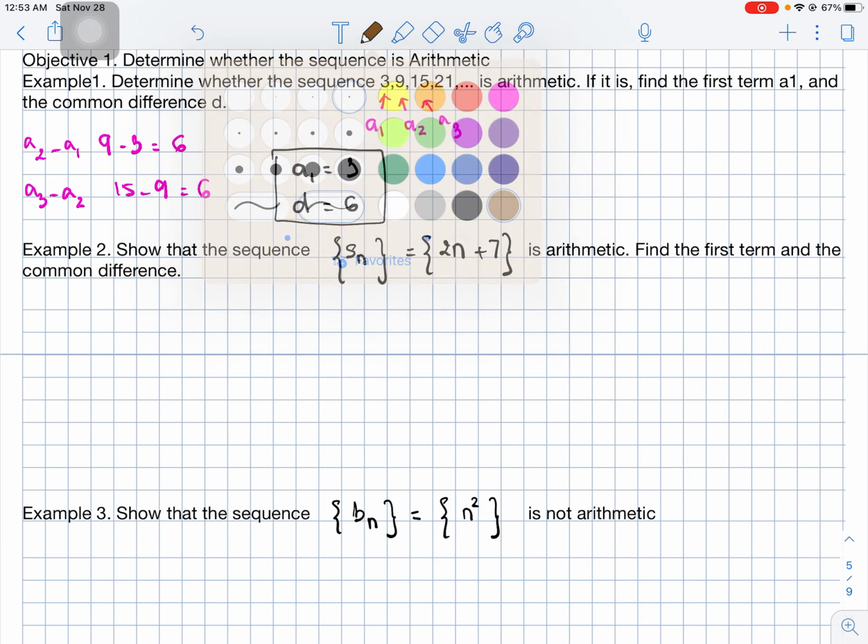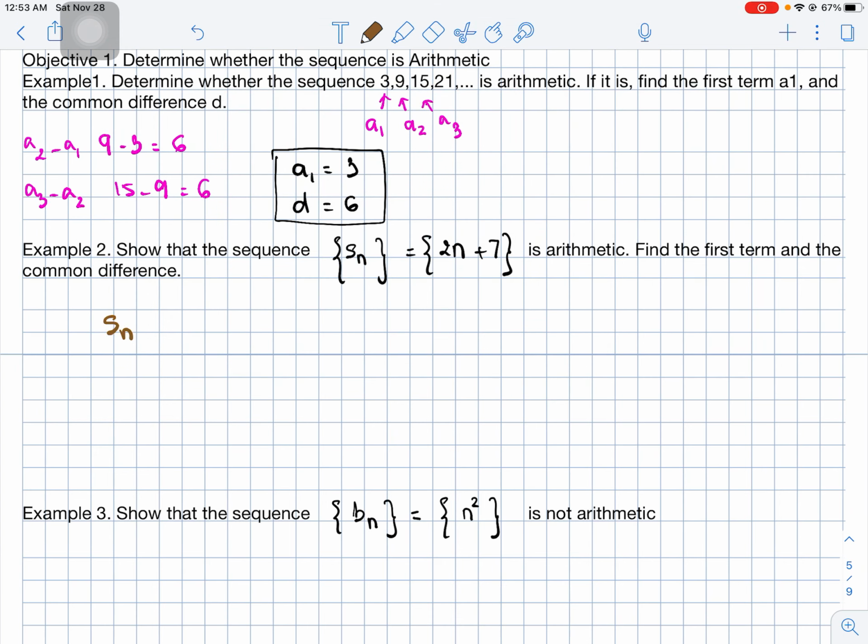So let's think about Sn. Sn, so any location you will get is 2n plus 7. What about the next location? The next location will be n plus 1. For example, the first location is 10 that you pick. The next one has to be plus 1, which is 11. So the next location of Sn is S of n plus 1.